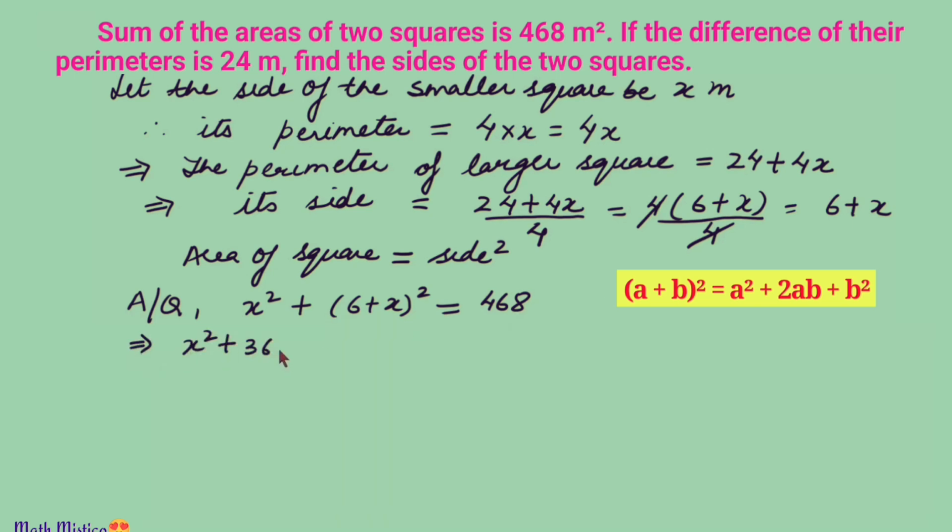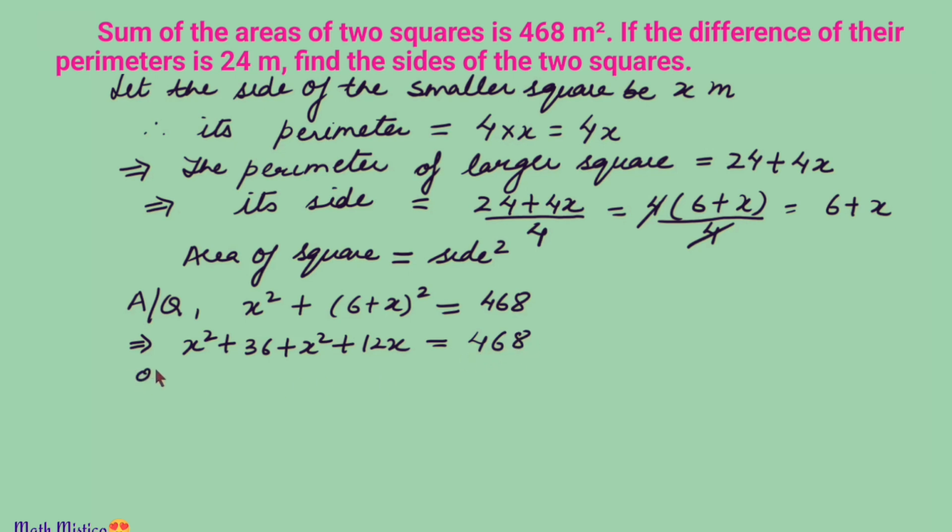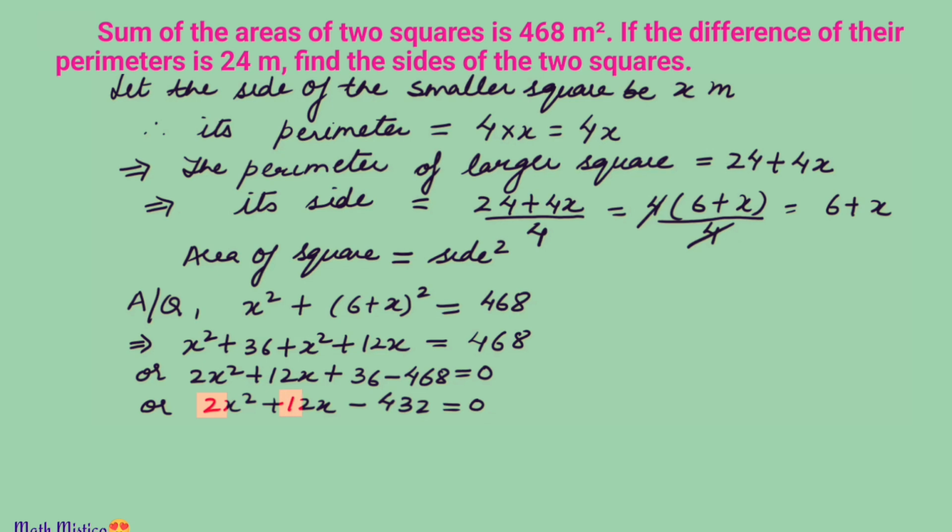x square plus 36 plus x square plus 12x is equal to 468. Or 2x square plus 12x plus 36 minus 468 is equal to 0. Or 2x square plus 12x minus 432 equal to 0. We can further simplify this equation because each term is divisible by 2. So dividing throughout by 2, we get x square plus 6x minus 216 equal to 0.